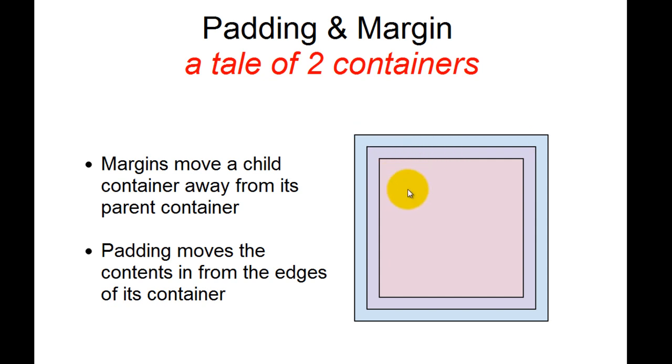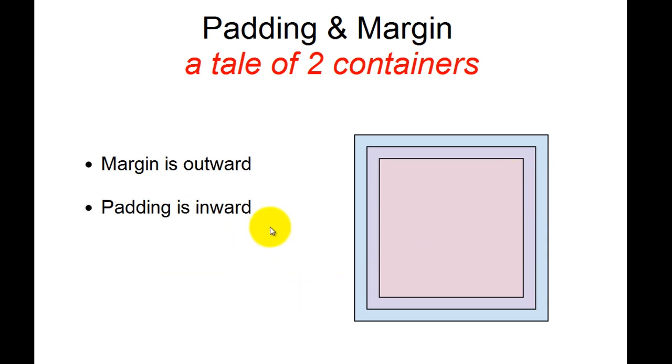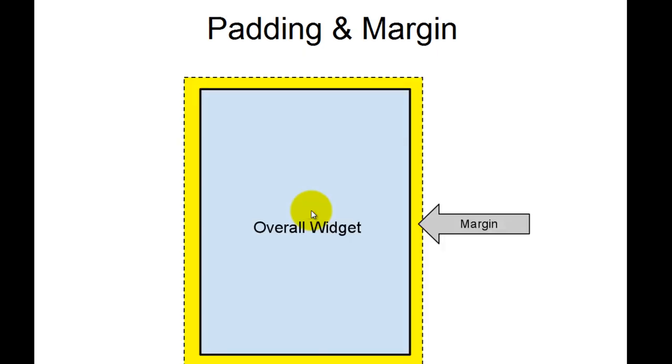So in order to get this effect where the parent container is larger than the child container and the child container is larger than its contents, you add padding and margin to the child container. Margin moves the child container in, away from its parent, and padding moves its content away from its edge. So if this helps, you can think of margin as pressing outward and padding as pressing inward.